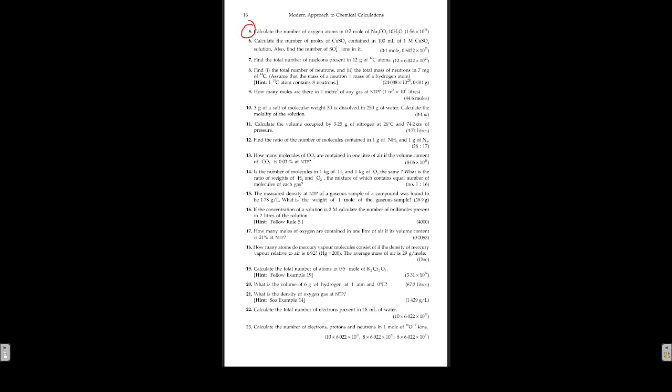Now, question number 5. Calculate the number of atoms of oxygen in 0.2 mole of Na2CO3.10H2O. Here, 0.2 mole of Na2CO3.10H2O is given, and we have to calculate the number of atoms of oxygen.